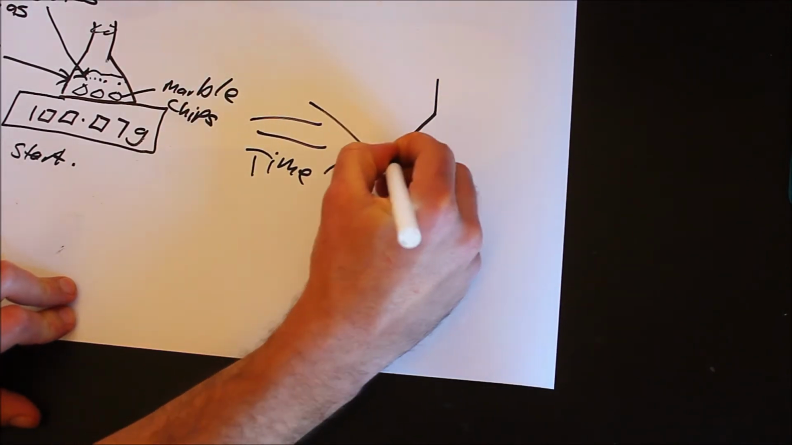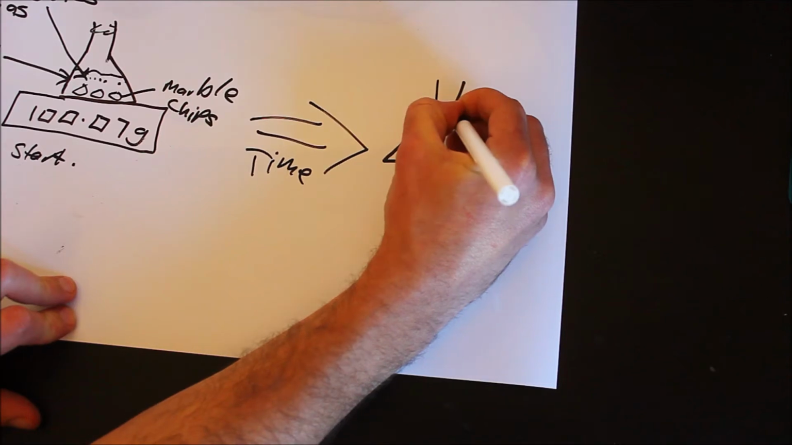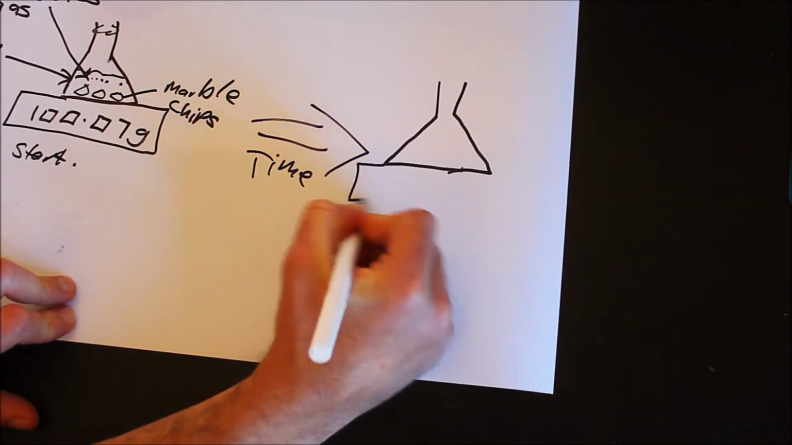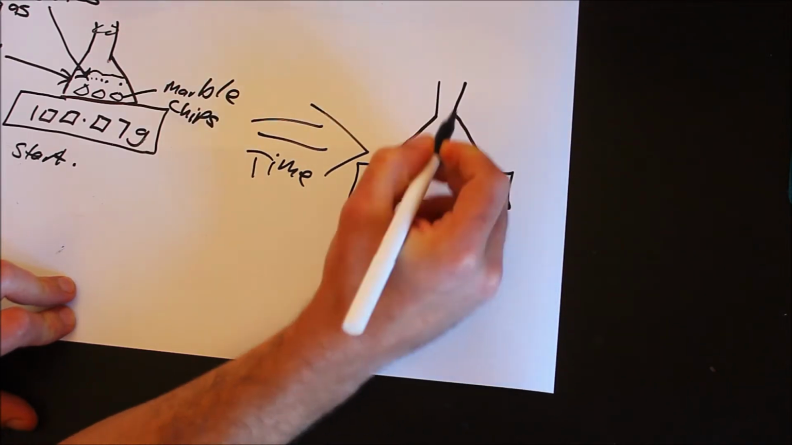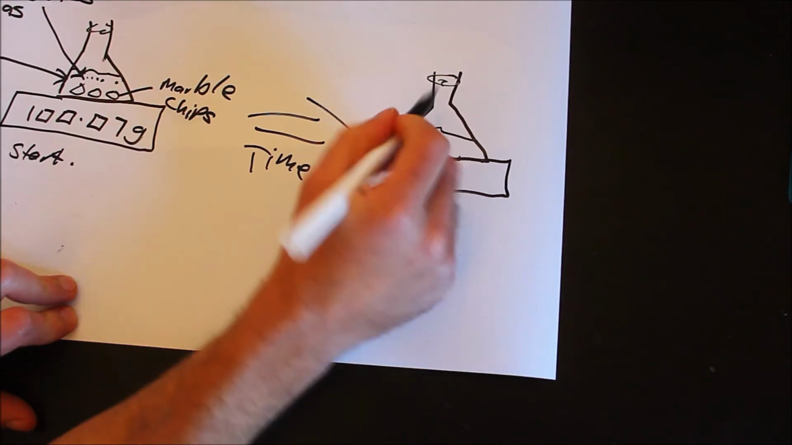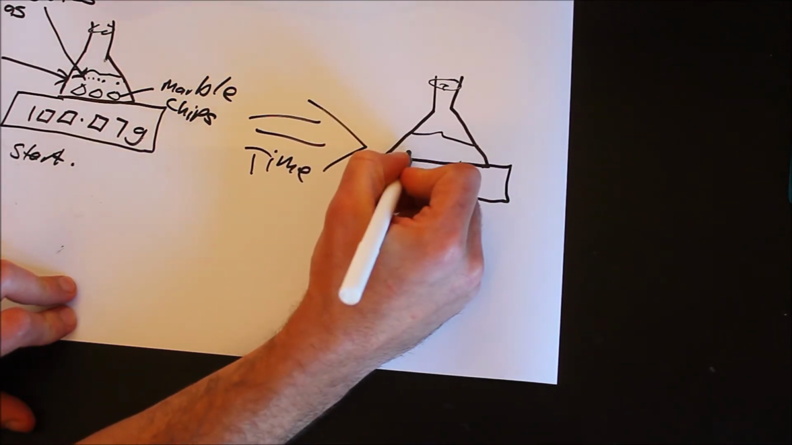Can I do a better conical flask this time? What do you think? Oh yeah, look at that. Magnificent. So up here is just a bit of cotton wool to stop any liquid jumping out.